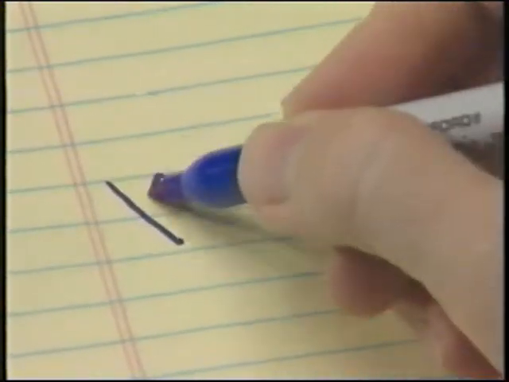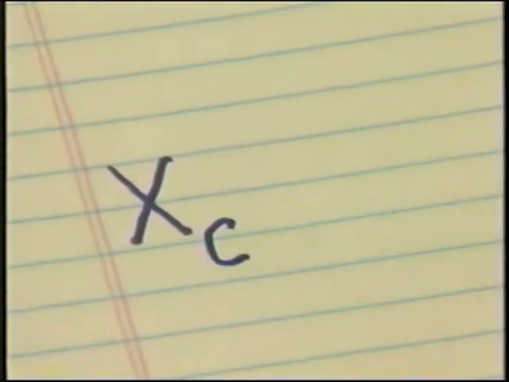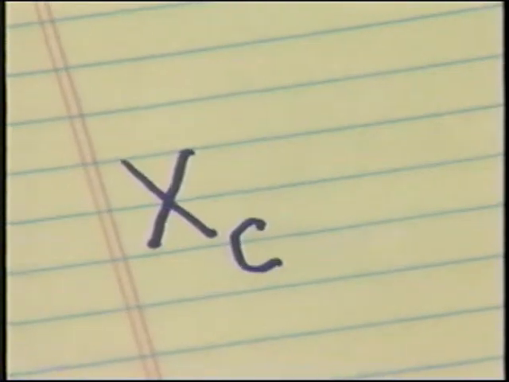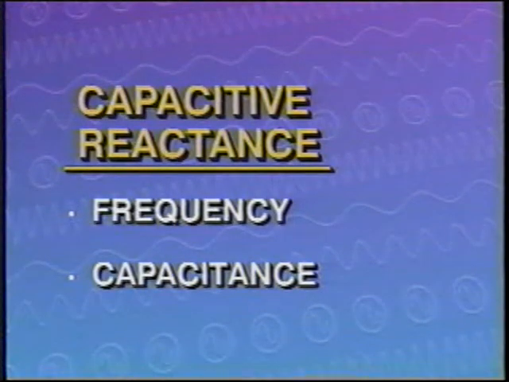Let's examine capacitive reactance first, which responds to changes in voltage. It is designated in formulas and equations as X sub C and is always specified in ohms. The 2 primary factors that determine the amount of reactance that a capacitor will have are frequency and capacitance.